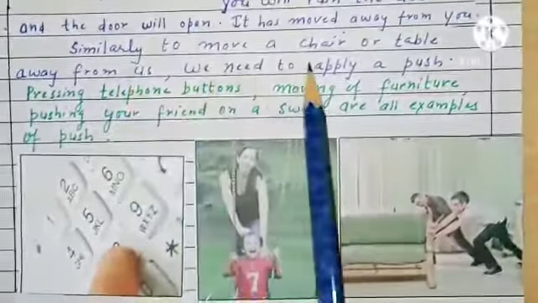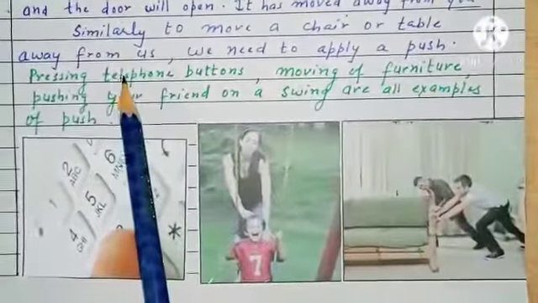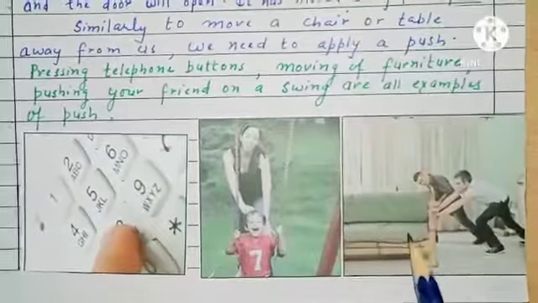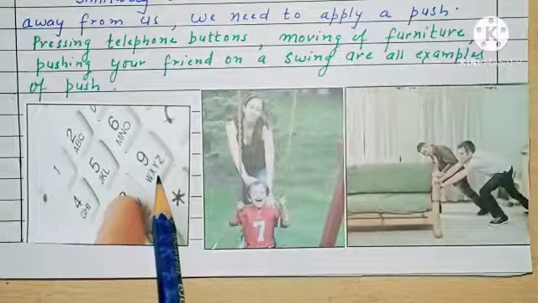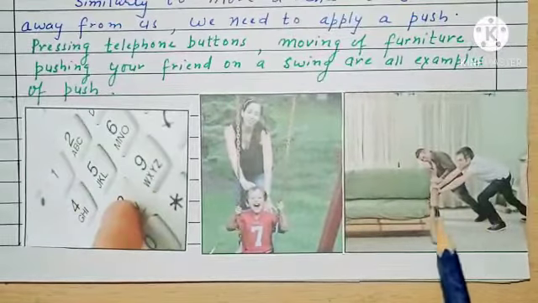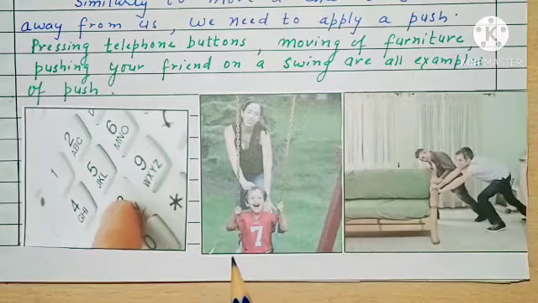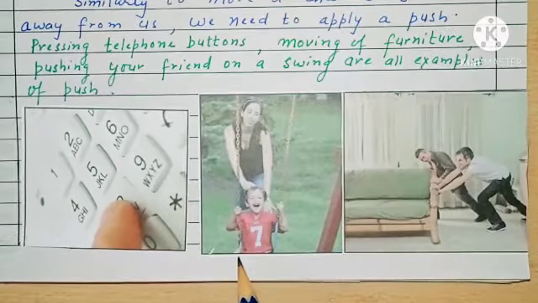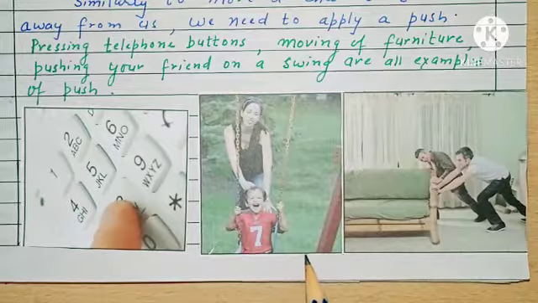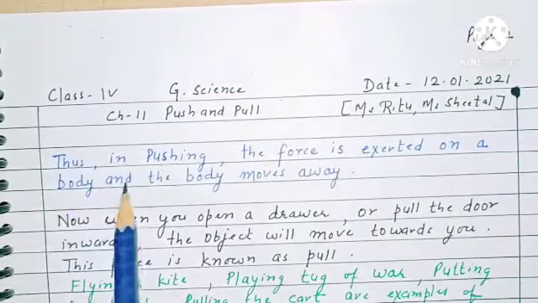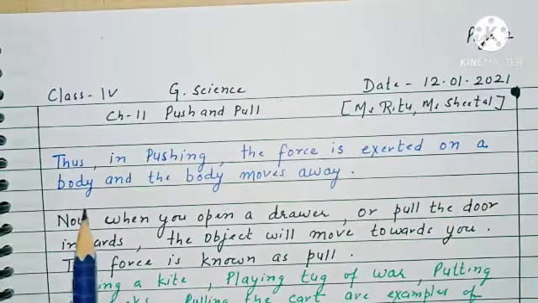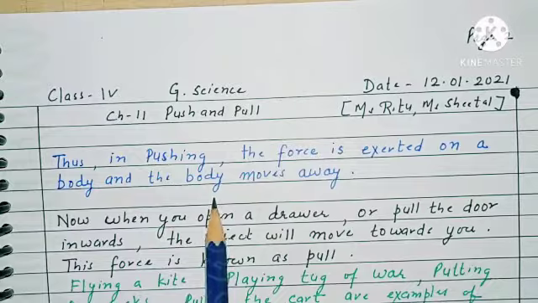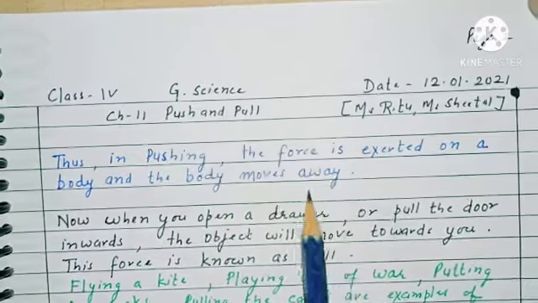Similarly, to move a chair or table away from us, we need to apply a push. Pressing telephone buttons, moving furniture, pushing your friend on a swing are all examples of push. Thus, in pushing, the force is exerted on a body and the body moves away.